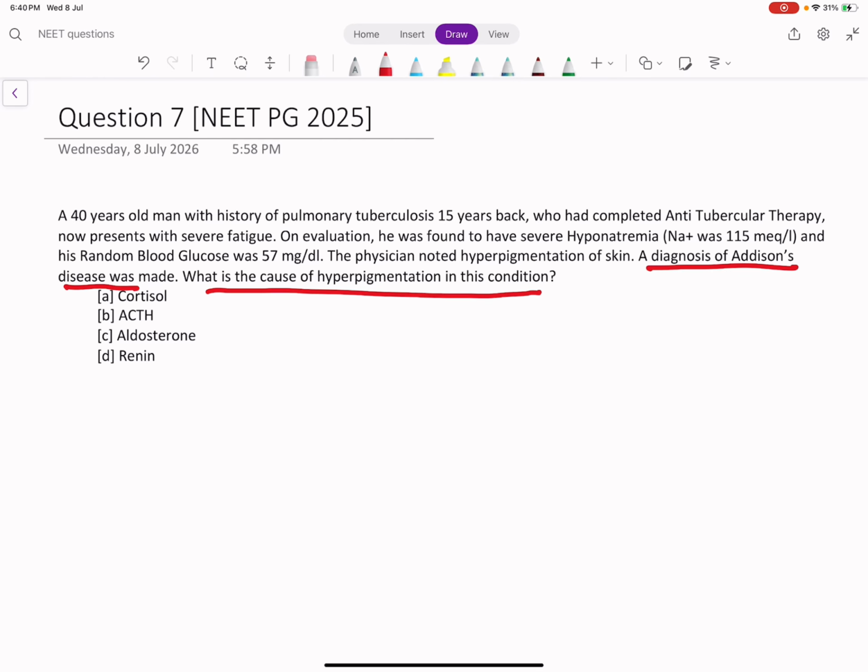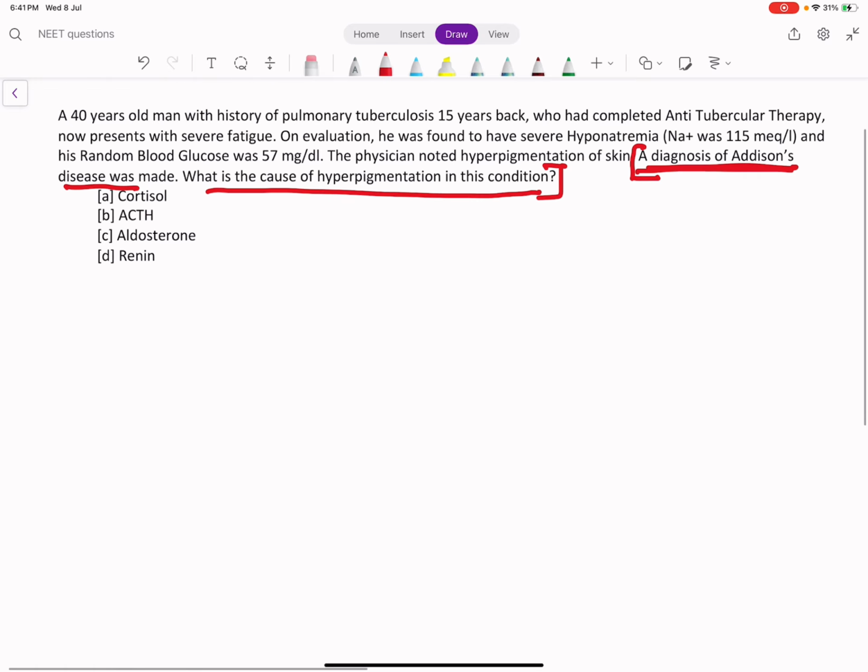See, this is the reason why in the NEET question paper, you always have to read the last line, because the question seems large, and during times of stress in the exam, if you read from the first line, you can definitely miss. So to have a clear picture of what you are going to read from the question and what you are going to answer, always read from the last line. Because in this question, there is no need to read the first 3 lines, because they are given clearly. A diagnosis of Addison's disease is made. What is the cause of hyperpigmentation in this condition?